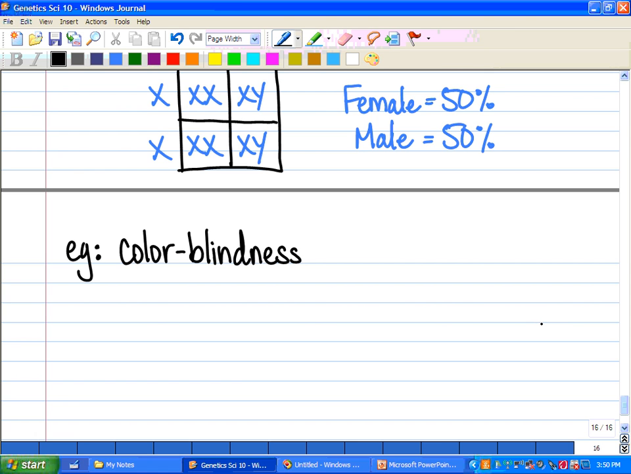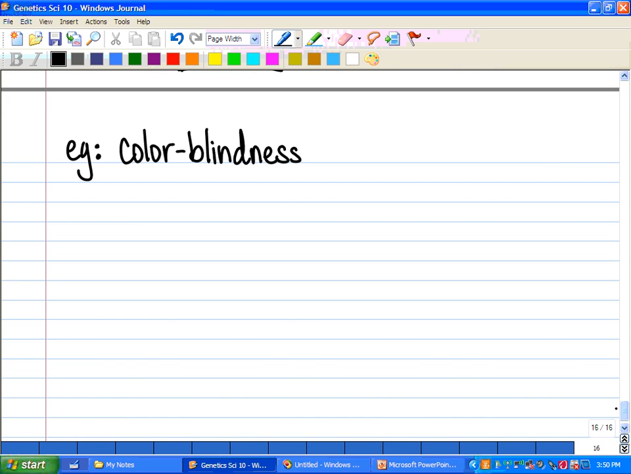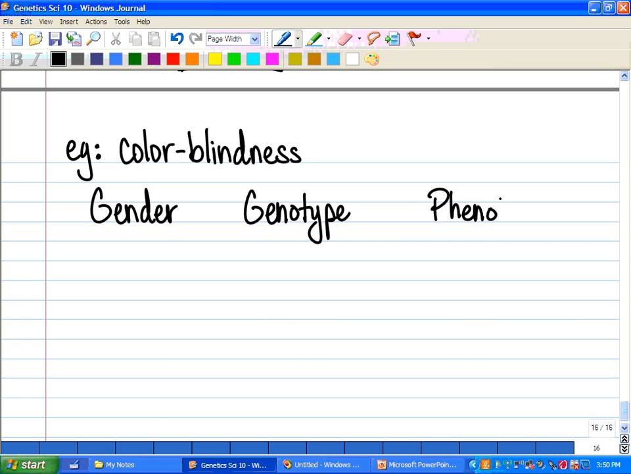So let's make a little chart for color blindness, kind of like we did for the blood types. So let's do this. Gender, we'll make that a column. I'm going to switch up the order a little bit. Then let's go genotype. And then let's have a column of phenotype. And we'll just match them across. Again, you can drag some vertical lines down there if you want or not. It doesn't matter.